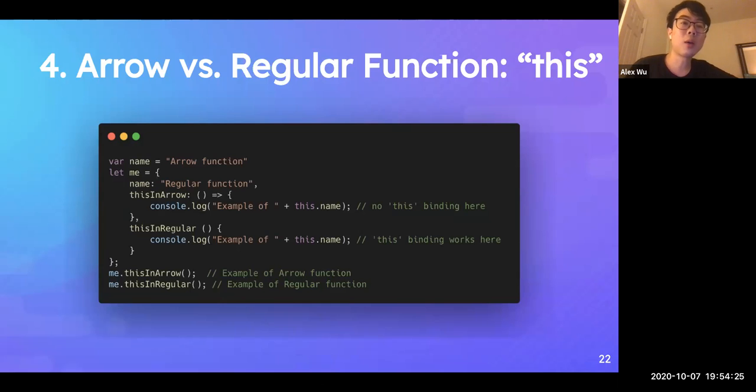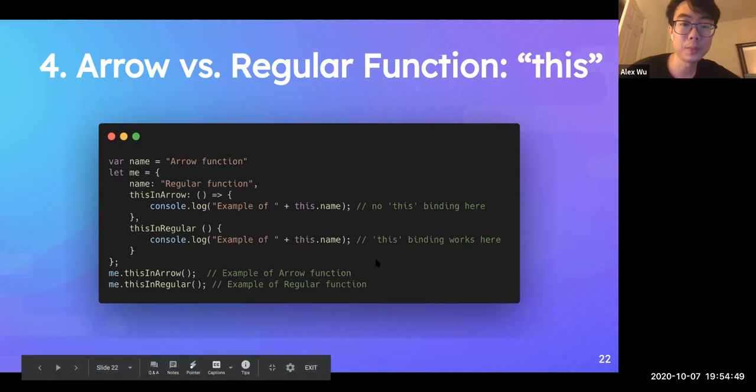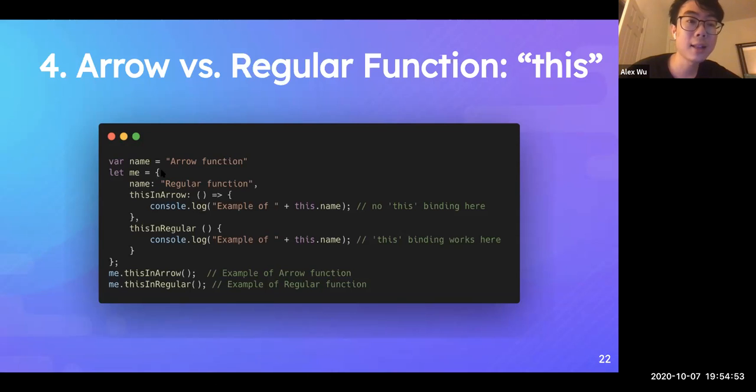So let's see. This is a more concrete example of arrow function versus regular function. Here we look at the example of this. The this keyword behaves very differently between an arrow function and a regular function. Just like I said, an arrow function does not have a this binding, which means that if you are trying to access this.name, you will not look at the me object within it.